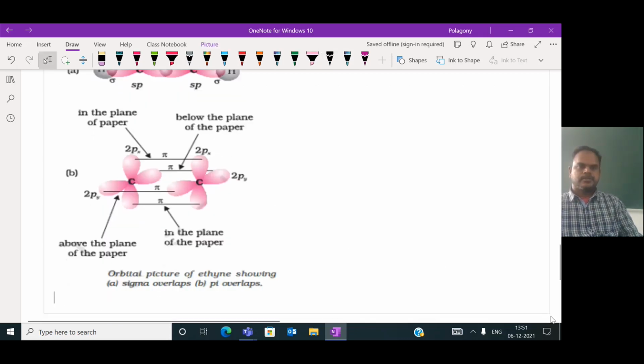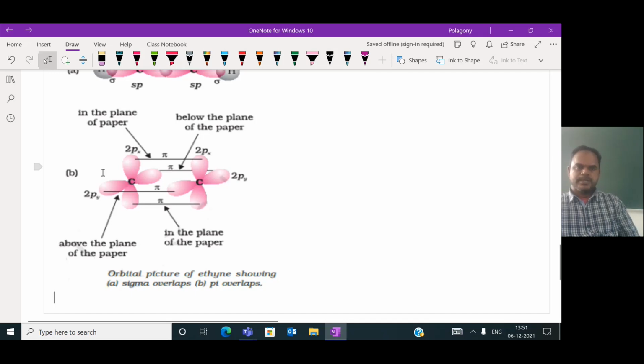Let us see in detail in the ethyne molecule. If you take an alkyne, where the triple covalent bond is present, both carbon atoms have leftover unhybridized pure p orbitals. There are a 2px and a 2py present. These are present perpendicular to each other, and perpendicular to the hybrid orbitals.